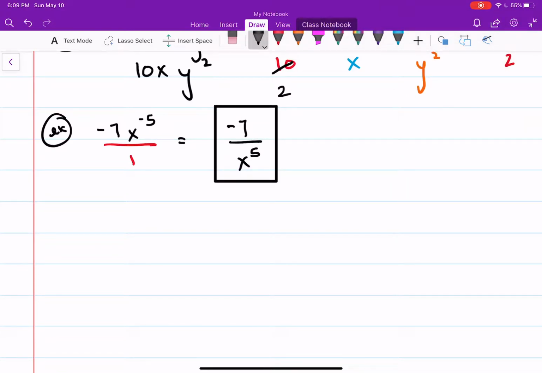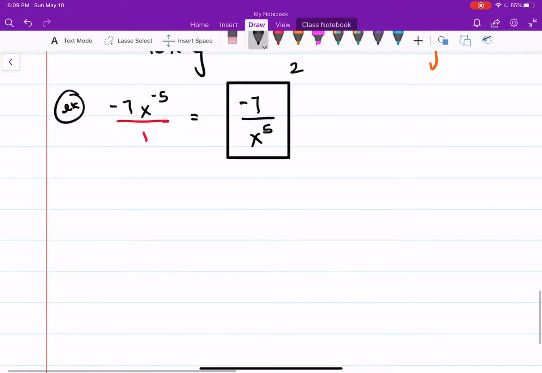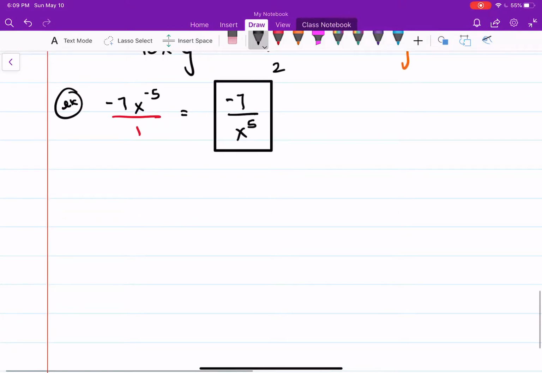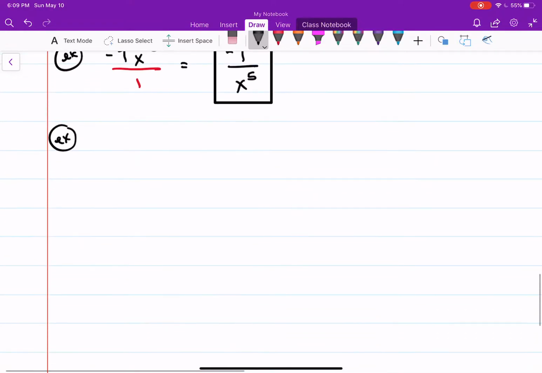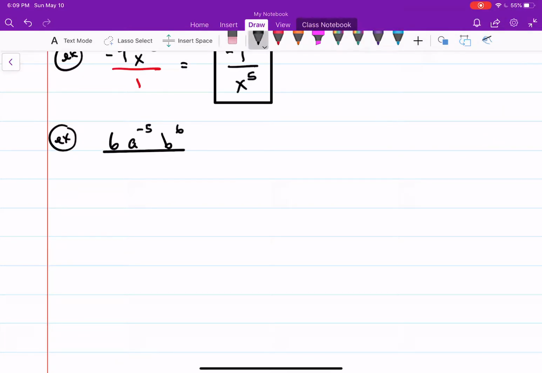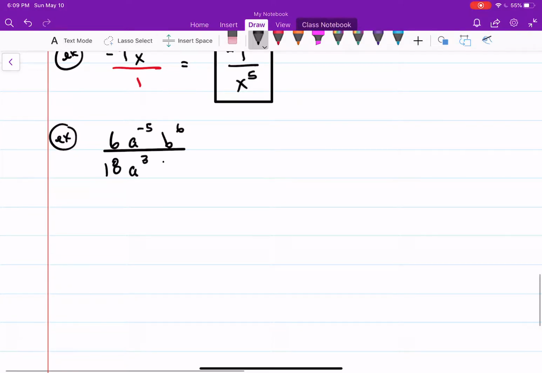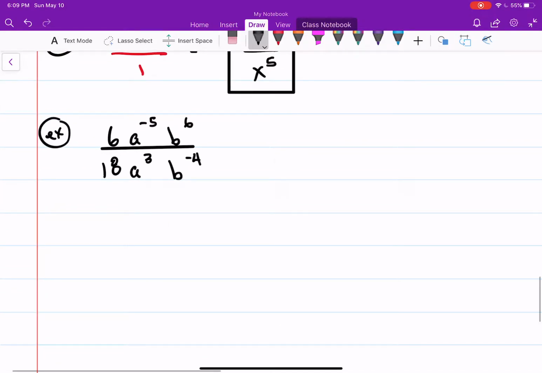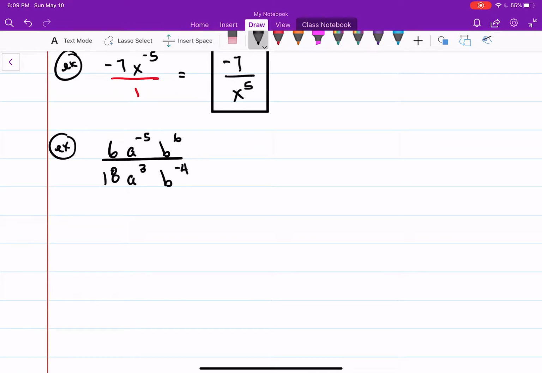Okay? All right. I got a couple more problems for you guys. Now, so far, these ones have been the easier ones. Let's get into something a little tougher. All right, so let's say it's 6, a to the negative 5, b to the 6th over 18, a to the 3rd, b to the negative 4th, okay? So if there's no parentheses, what we want to do is start segregating and moving them.